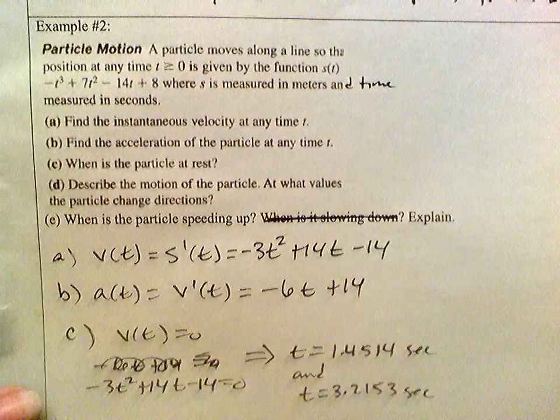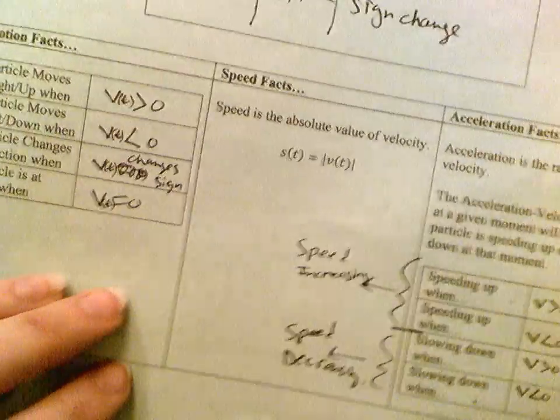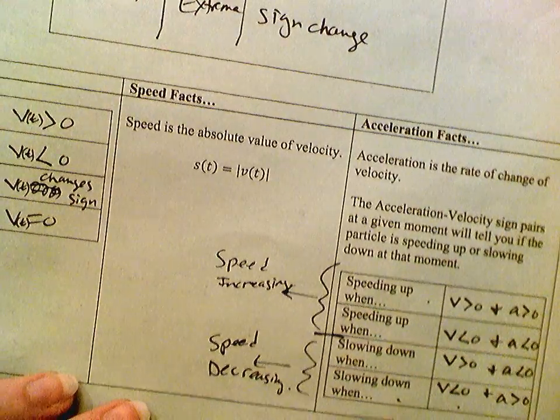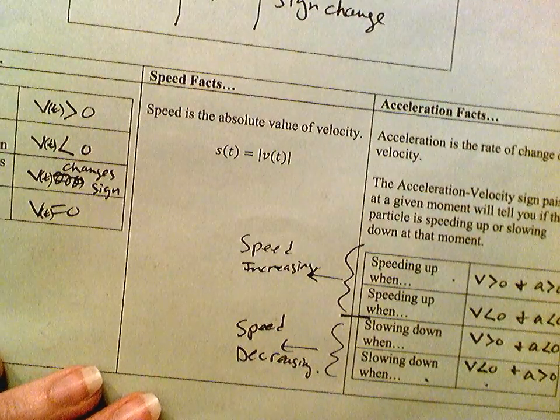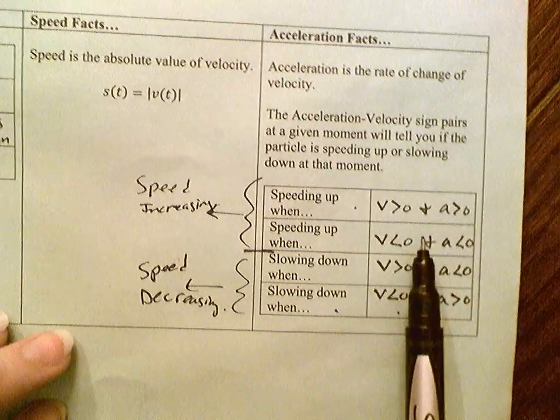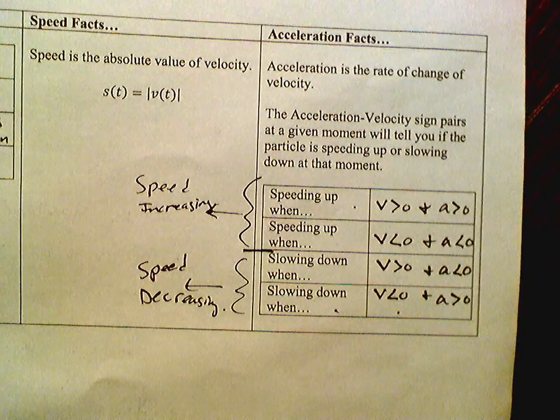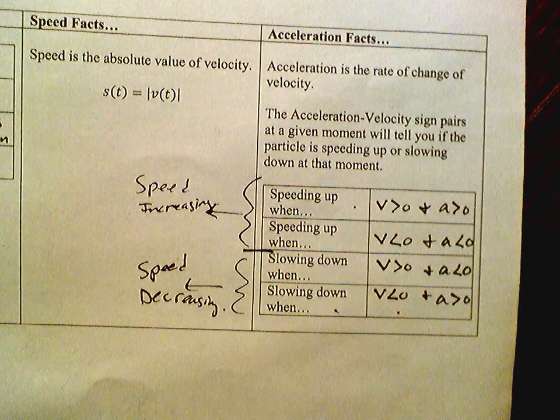When is the particle speeding up? I have to know my facts. If you don't know your facts, it's just going to be so unenjoyable to do this. But if you know your facts, it can be very satisfying. So I have to know when it's speeding up. So I have to figure out where my velocity and acceleration have the same sign, either both positive or both negative. And if I can figure out those intervals, I'll know where it's speeding up.